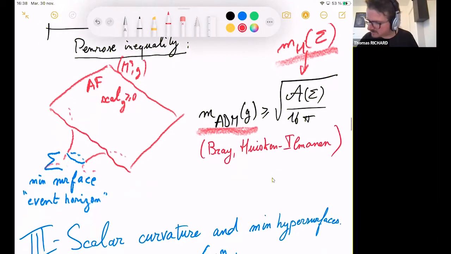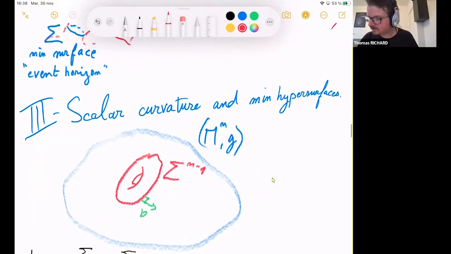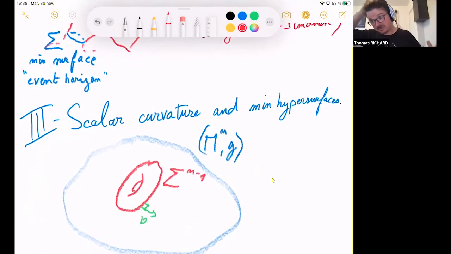Okay, so now maybe something about minimal surfaces or hypersurfaces. So I'm once again in a manifold of dimension n, and I take Σ some submanifold of dimension n-1. We call that a hypersurface. And ν here in green is a normal vector field to my manifold.